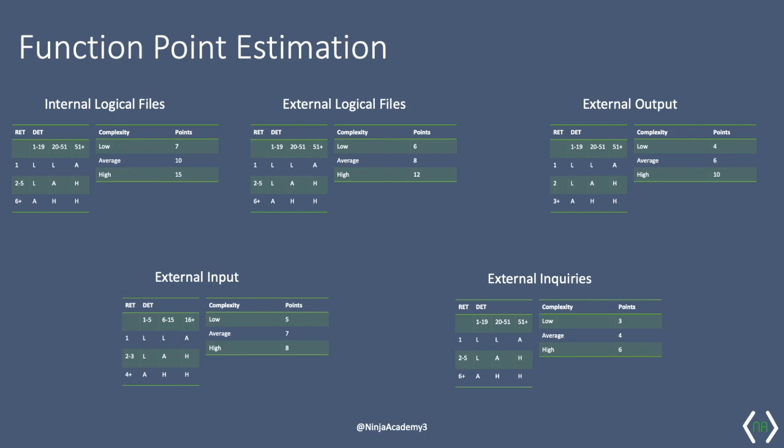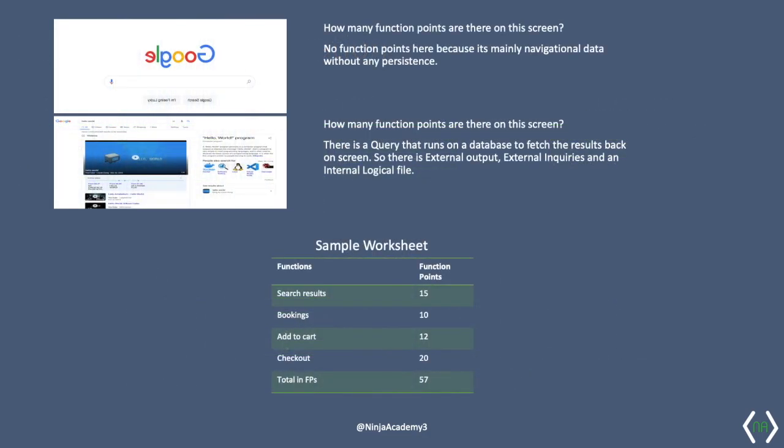Now let's look at an example. As you can see on the screen, I have taken a screen grab of a Google landing page. How many function points do you think are there on this screen? If you guessed it as no function points, that is correct, because it's just navigational data and it does not have any persistence to it. So there are no function points allocated to this screen.